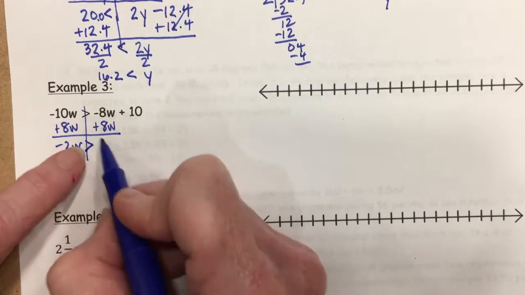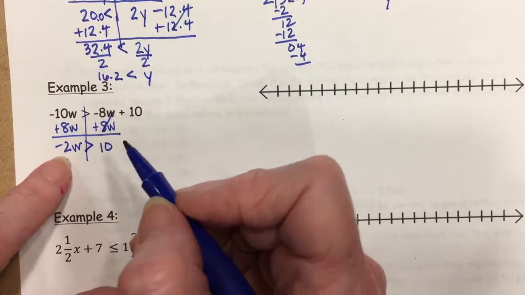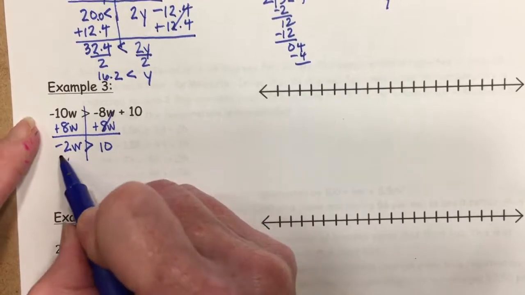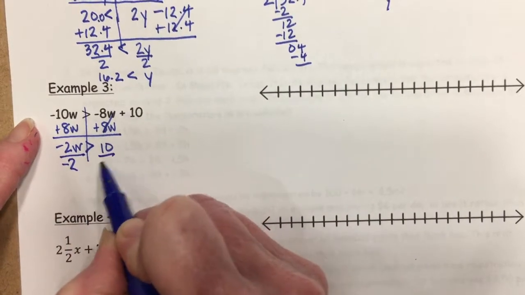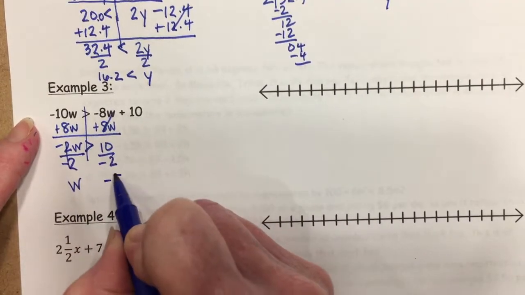I didn't multiply or divide, so I don't have to change anything. I'm going to bring down the 10. Okay, I need to get the w by itself, so I'm going to divide by negative 2. Divide by negative 2. These go away. This is w. 10 divided by negative 2 is negative 5.